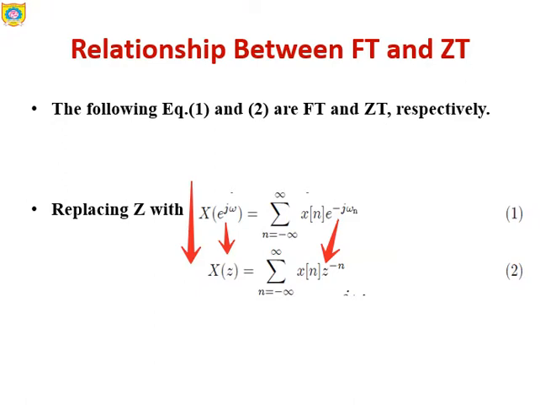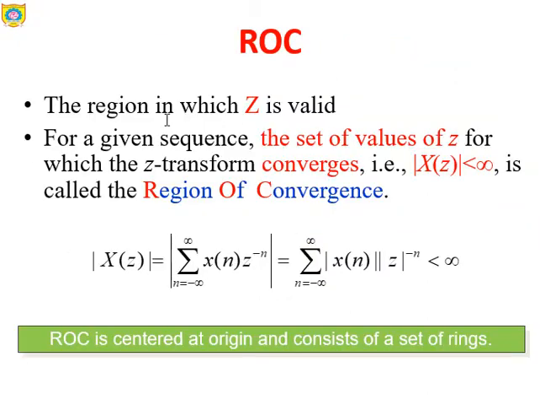Now let's see the next part, the region of convergence, that is ROC. To define the region of convergence, it is nothing but the region in which the Z transform is valid. This is an important term over here. We will see in detail with some examples what exactly the ROC is and how to get the ROC.